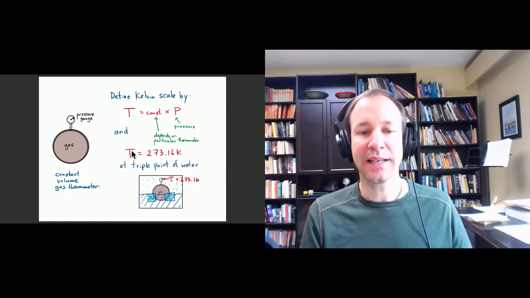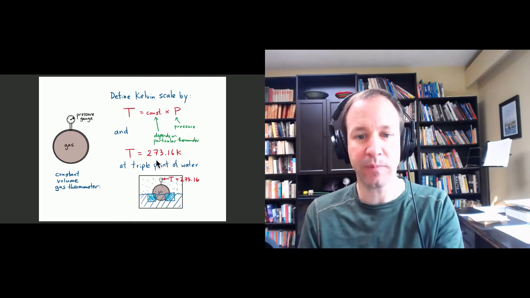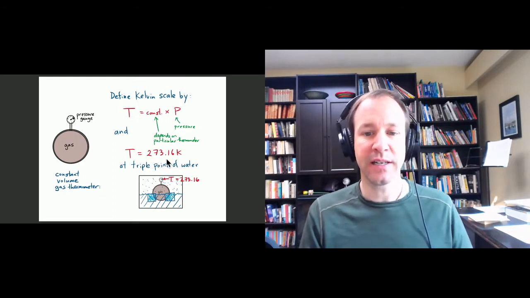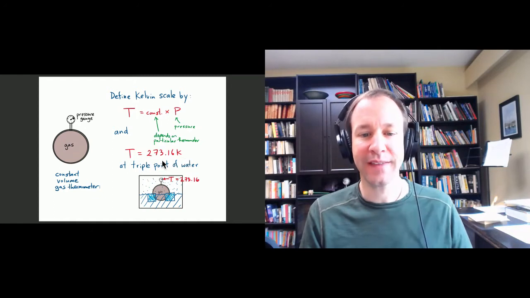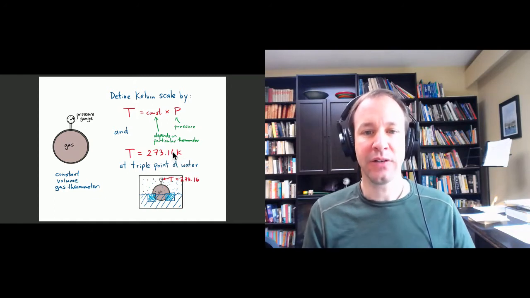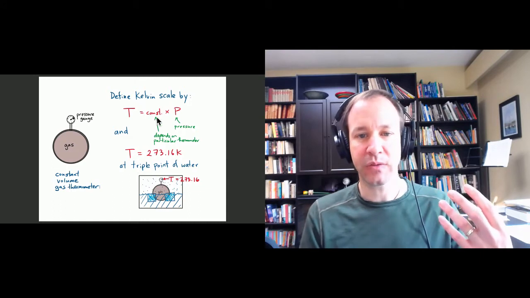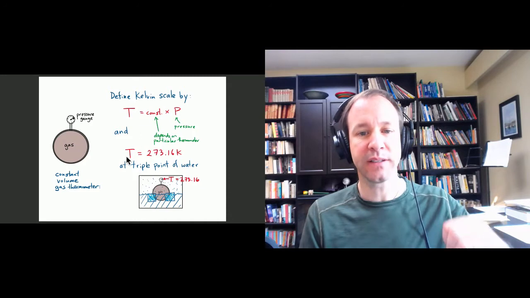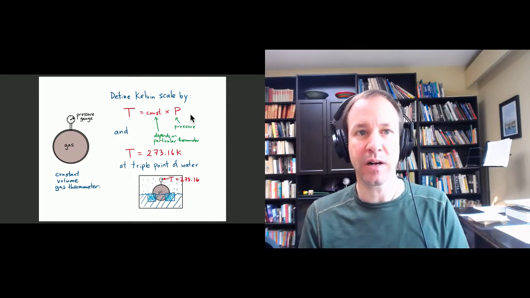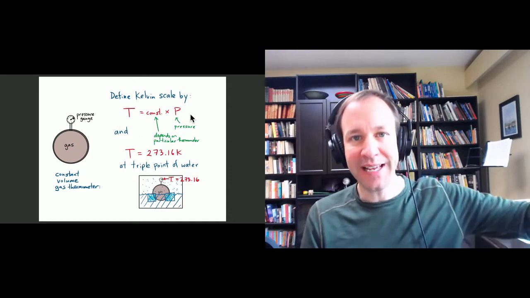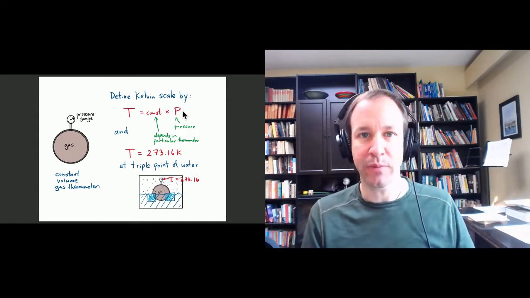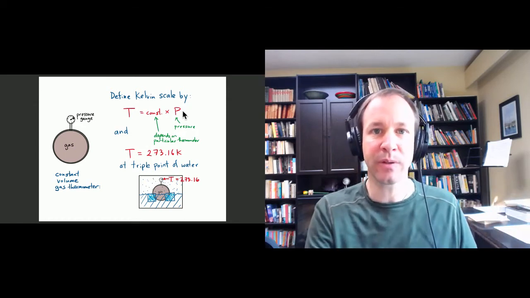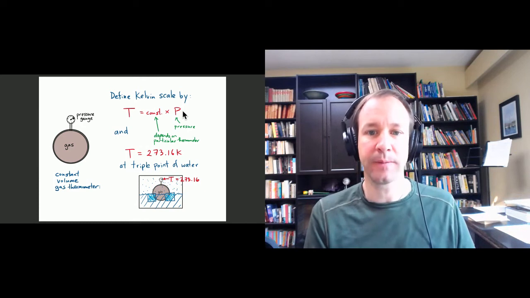So the Kelvin scale is defined by saying that the temperature of water at the triple point is 273.16 Kelvin. Once you have that value, that basically determines this constant for the thermometer that you build. And then you could use your thermometer to figure out the temperature of any other system by measuring the pressure. I'm going to give you an example where you'll work that out in just a moment.